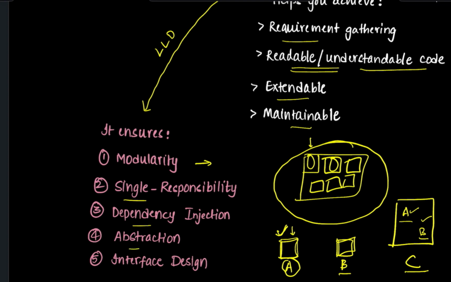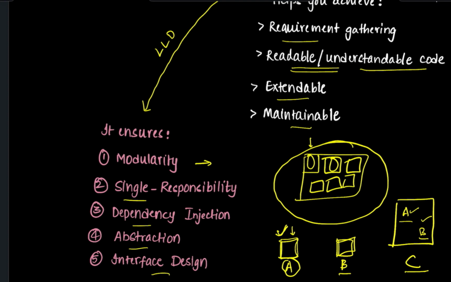Next is the abstraction. Abstraction is nothing but it abstracts the actual logic from the end user. It hides the implementation details. Though we focus on the implementation details, it is not necessary that the end user has to know what the implementation logic is. Now, the last one is the interface design.